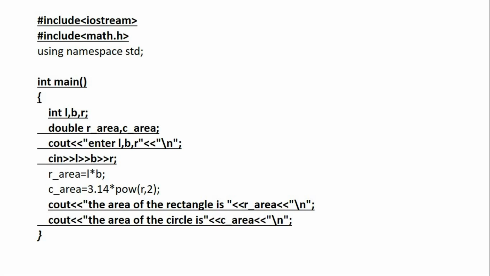The next line is double r_area and c_area. These are two variables that I'm going to use to store the area that is computed. So the first line, int l, b, r, are my input variables. Double r_area and c_area are going to be my output variables. As of now, almost the whole program is complete. However, we do not know what the math behind this is. We might know the math, but we don't know how to implement that in C++.